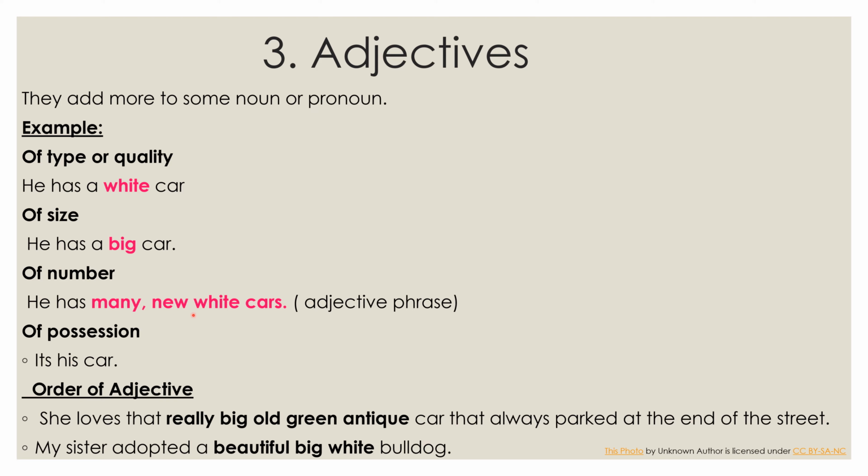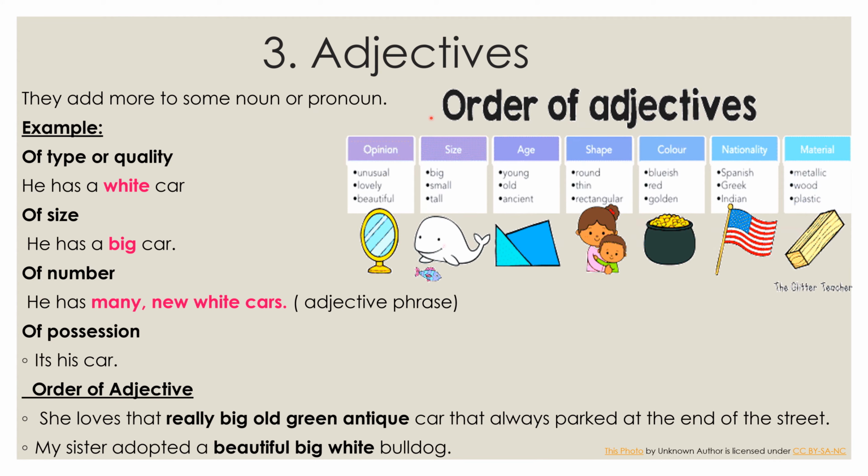When we are using many adjectives in a phrase, or an adjective phrase in a sentence, we need to follow a certain order. The order is: opinion adjective will be placed first, then size, then age, then shape, then color, then nationality, and then material. And if you don't have some in between, then you skip that place.